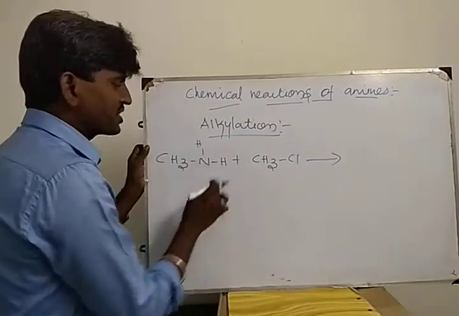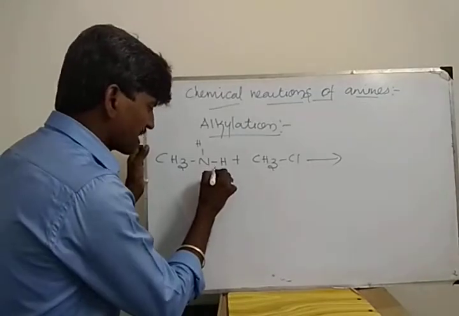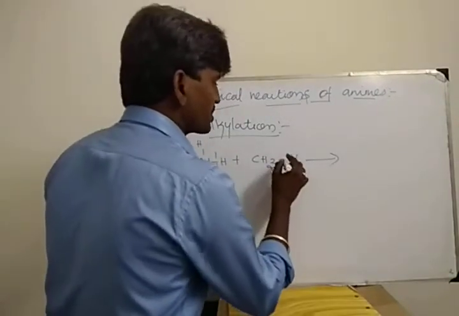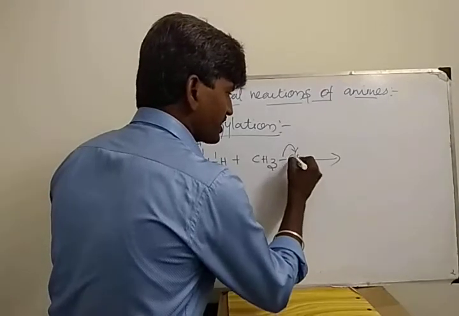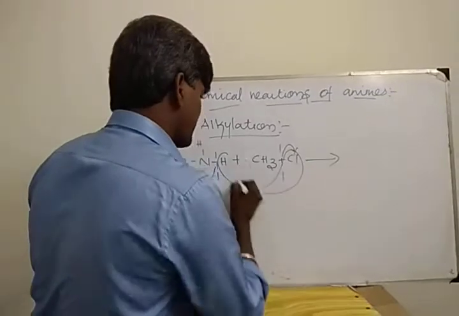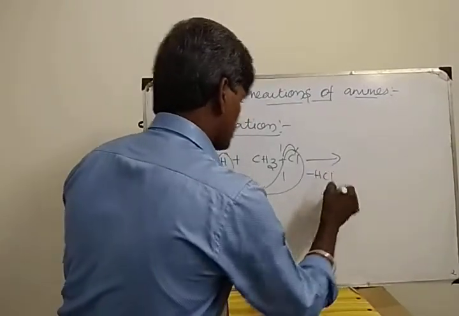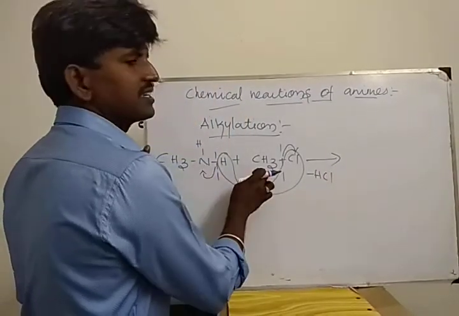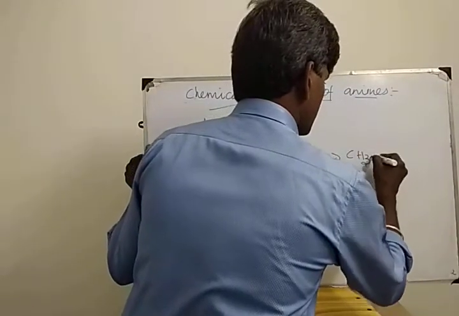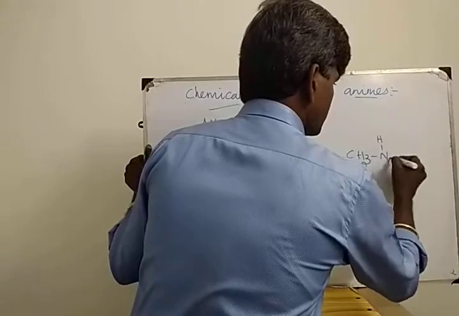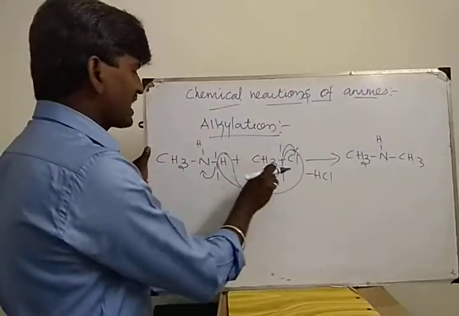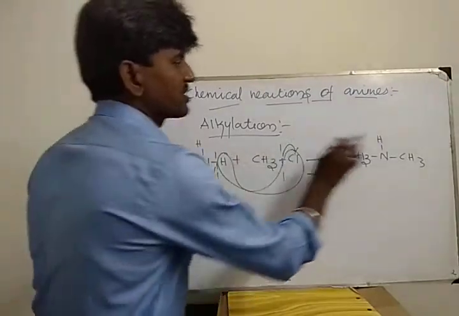Compare nitrogen and hydrogen. Which one is more electronegative? Nitrogen. Nitrogen takes one pair of electrons. Compare carbon and chlorine. Which one is more electronegative? Chlorine. Chlorine takes one pair of electrons. Bond break. So H plus, Cl minus, HCl is removed. What's the charge of nitrogen? Minus. CH3 plus. So bond formation. This is a primary amine. When we do the alkylation process in a primary amine, it gives a secondary amine.